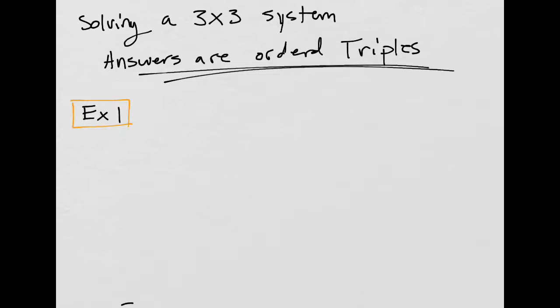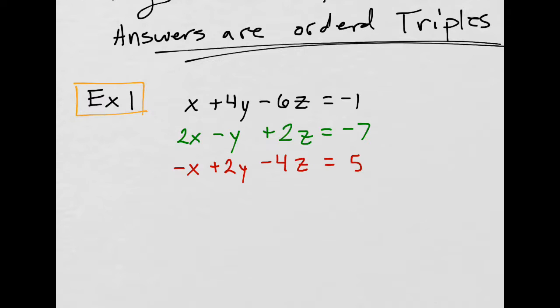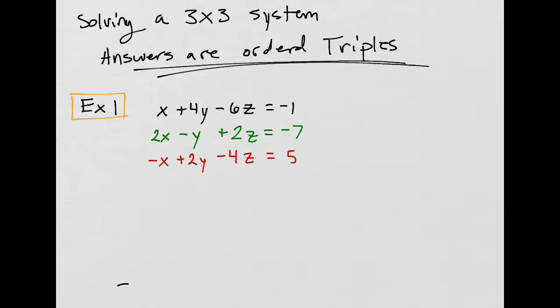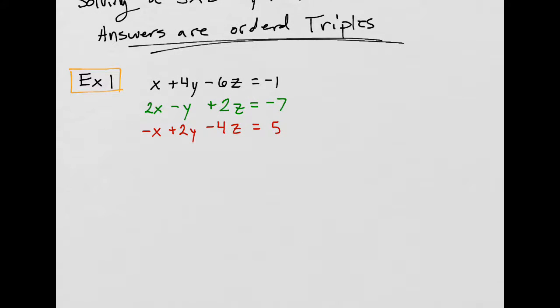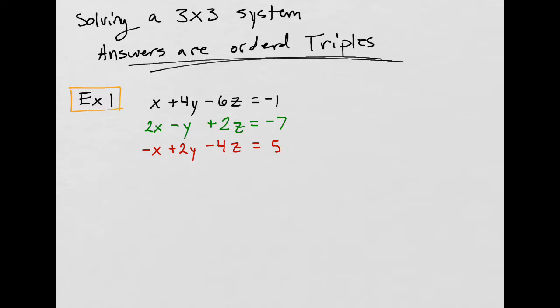I should write down a problem. Whoops, there we go. I wrote these in 3 different colors just to hopefully keep it more organized, and so you know which piece is going where. And we're going to solve this 3x3 system, which means these are planes in 3D space. We're going to solve this using elimination.